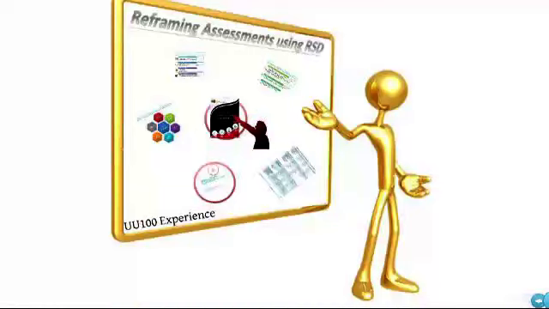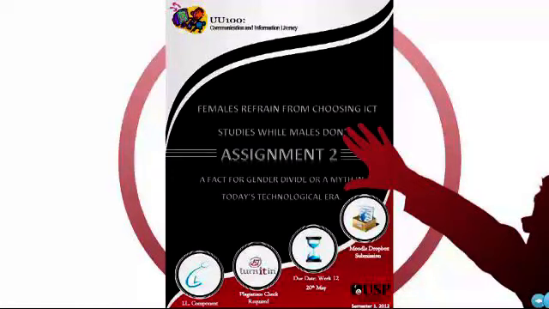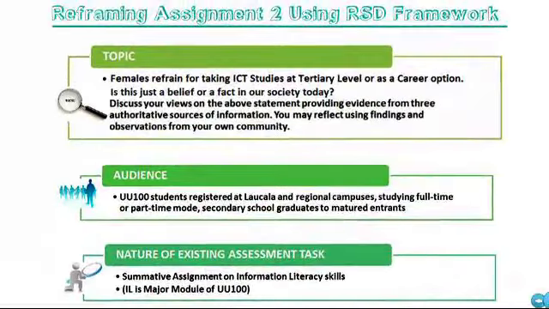Okay, so what we did is with our team at UU100, we came up with an assignment topic which we thought would be suitable and which would be able to address the need. This course was already going on, so we had already covered 7 weeks of study. So at this point, we could not change any content. We had to incorporate RSD into UU100 by redesigning our assessment. Okay, so our content stayed the same, and we picked up a topic: females refrain from taking ICT studies at tertiary level or as a career option.